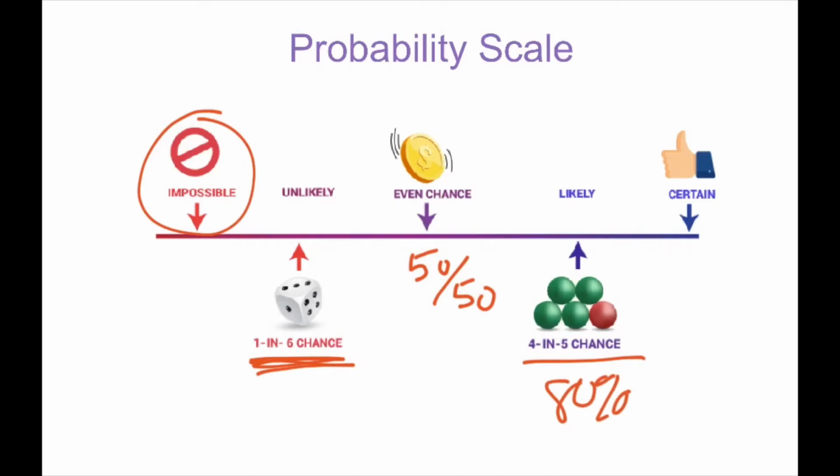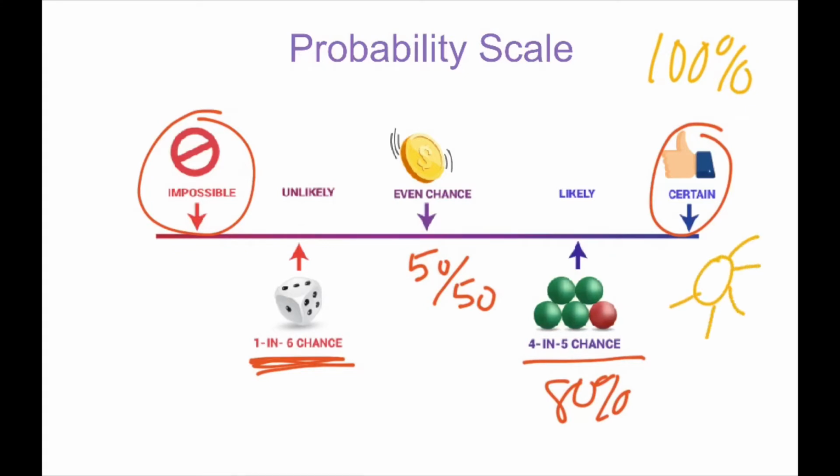And then we have things that are absolutely certain, which you can think of as there's a 100% chance that it will occur, just like there's a 100% chance that when you wake up, the sun will rise in the sky. We're 100% certain that every day the sun will rise. All right, so let's go ahead and check out some more examples.